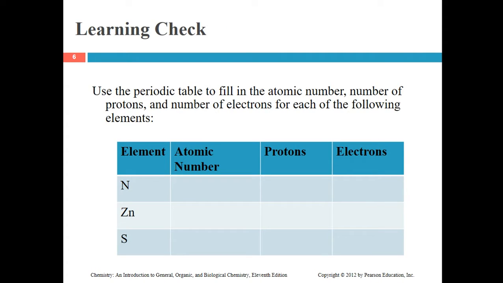So let's go ahead and put it on pause and see if you can figure out the atomic number, the protons, and the electrons by looking at the periodic table. All right, so nitrogen's atomic number is 7, which means that's how many protons there are. Since protons are positive, then we have 7 electrons, which are negative, to balance out. We can say the same for zinc with 30, then that means we have 30 protons, 30 electrons. Sulfur, we have 16 protons, and we have 16 electrons.